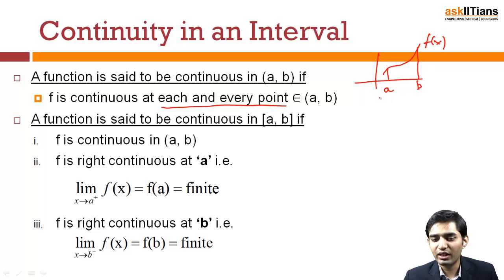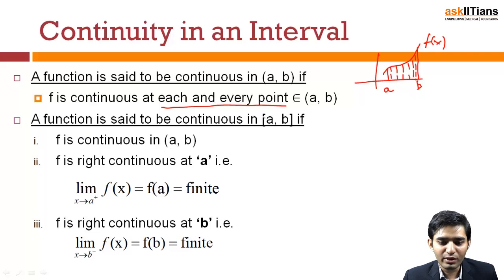If I am talking about the interval a to b, that means b will be greater than a, right? So this function will be continuous in a to b if at each and every point it is continuous. At all these points between a and b, the function should be continuous. Then and only then we can say that f(x) is continuous in the full interval a to b.